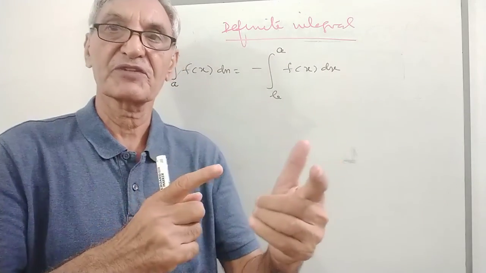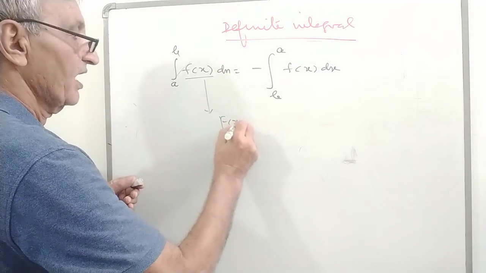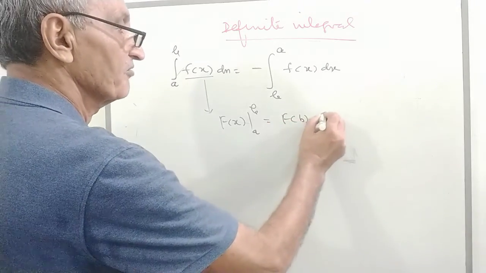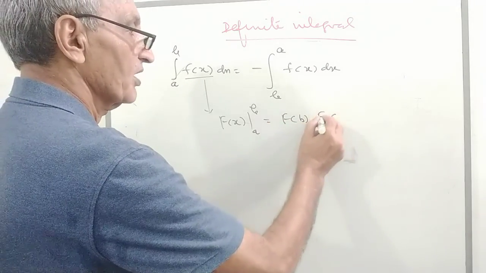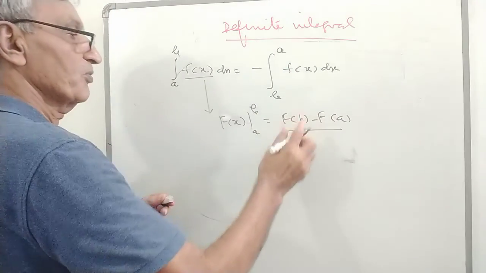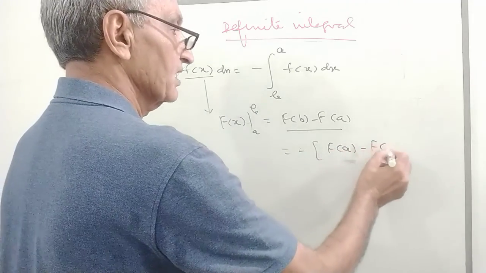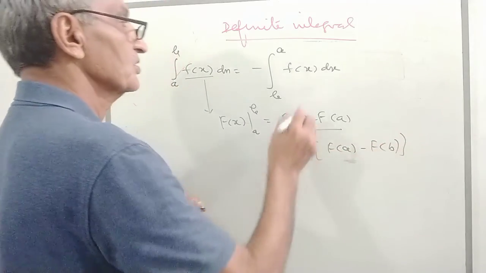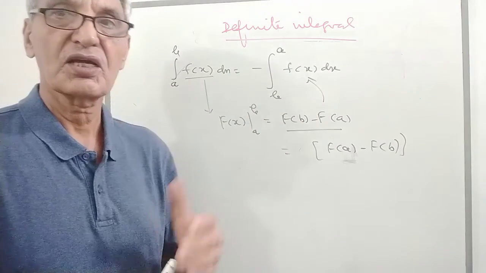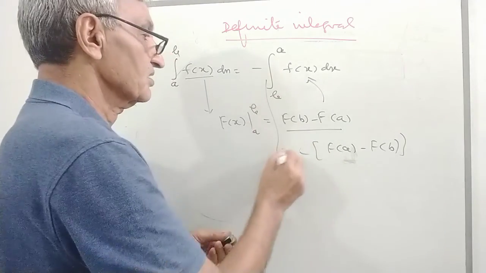When you change the limit, suppose the integral of this is equal to F(x). If I put a to b here, it is equal to F(b) minus F(a). If I change the limits, it will be the opposite: F(a) minus F(b). So the difference between this and this is the minus sign.